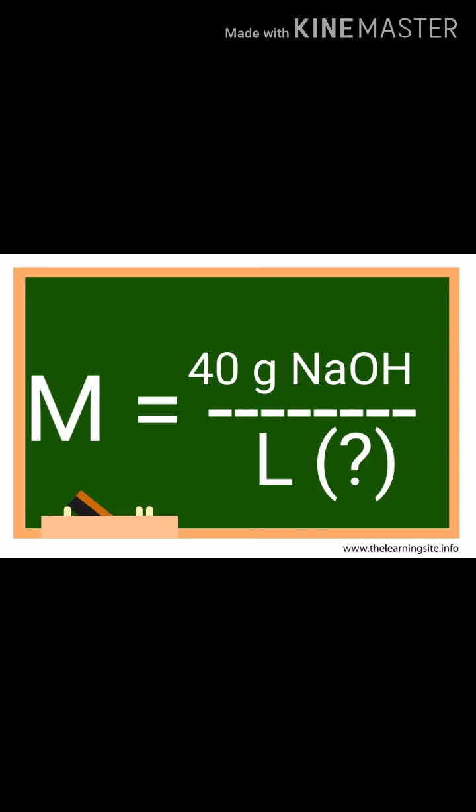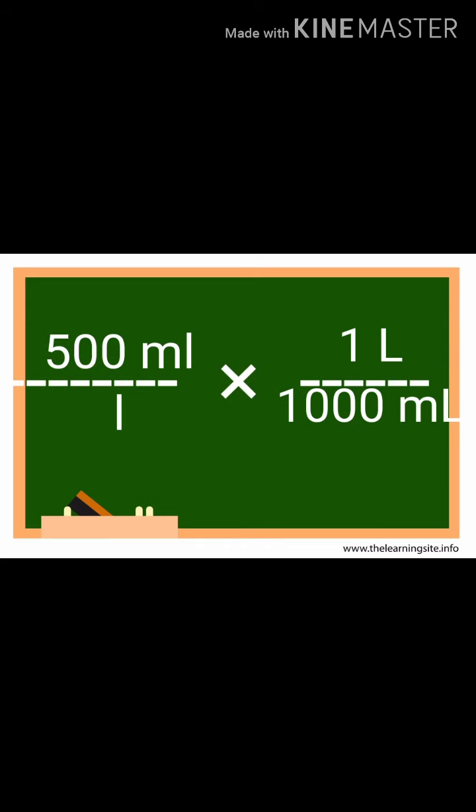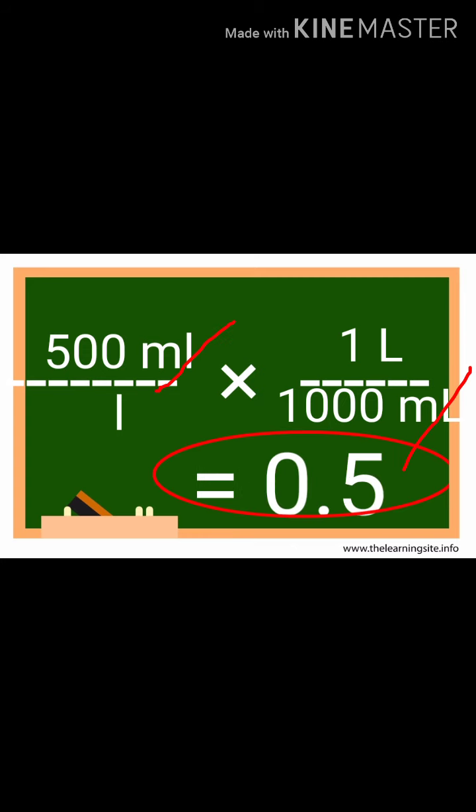Now, we need to find out how many liters of solution we have. How can we convert 500 ml into liters? As we all know, 1 liter is equivalent to 1000 ml. Now, we can convert it. Or you can simply move the decimal 3 spaces to the left. So, 500 ml is the same as 0.5 liters.